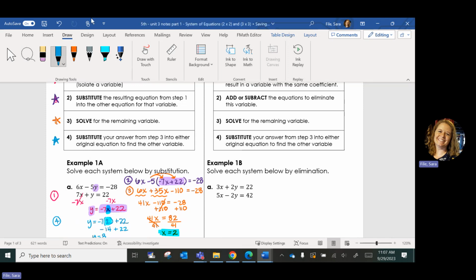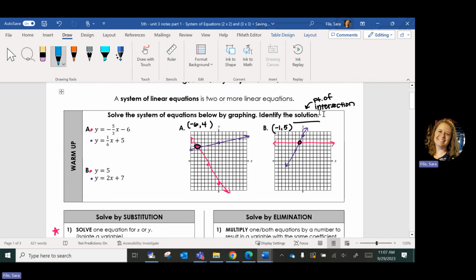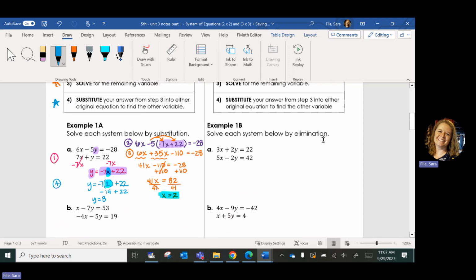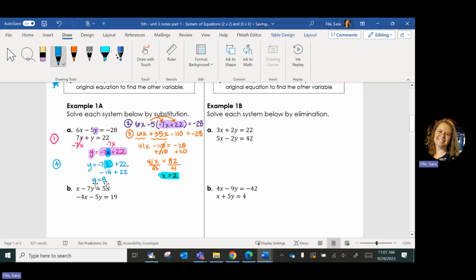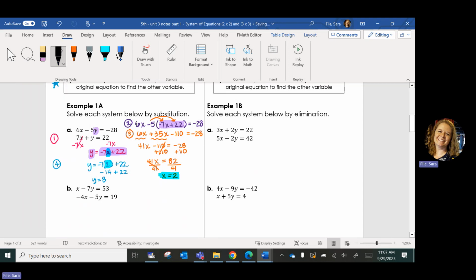Okay, so we said that a solution is the point of intersection. So if I found my x and found my y here, how could I write this as a solution? I'm going to write it as an ordered pair because it represents a point on my graph where those lines intersect. So technically, I could graph both of these equations, and that's where they would cross at 2, 8.